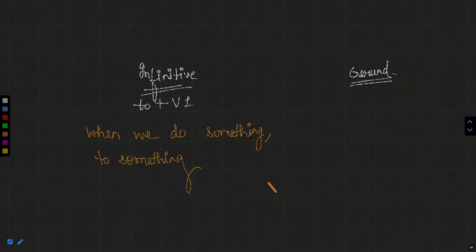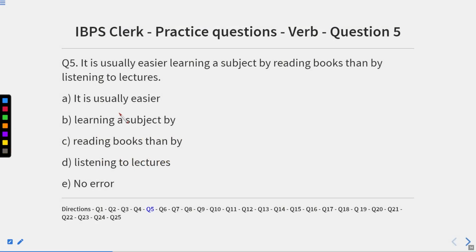So in this situation, we basically use infinitives. When we do something to do something, or when something is there for something else, there we use the infinitive. And gerund is used just as the object or the subject. Now, if you look at this sentence carefully, it is usually easier. What is easy? Learning a subject by reading books than by listening to lectures?